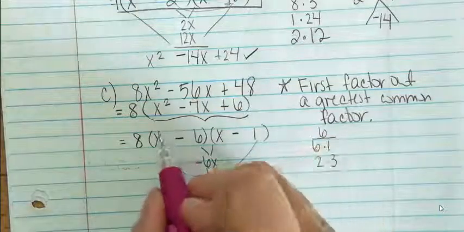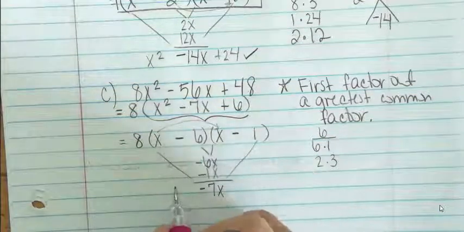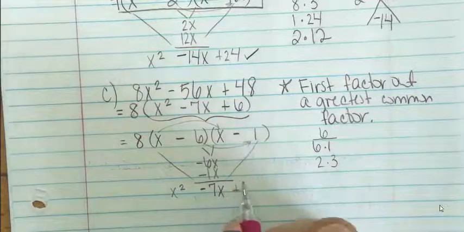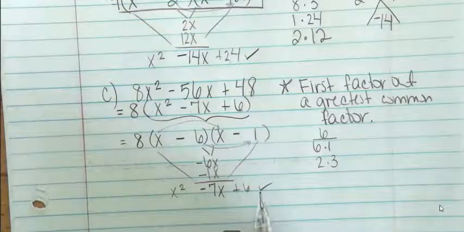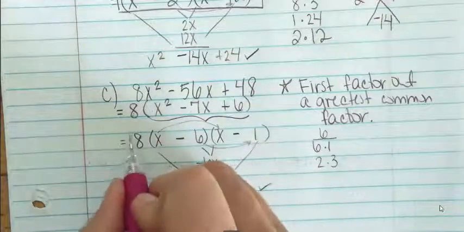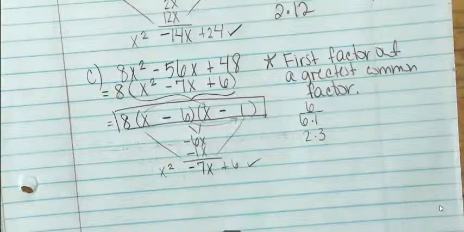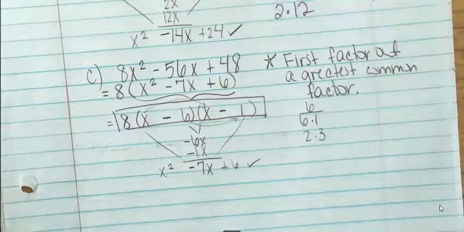Okay, so I'll just go through and show that I did it. So that gives me an x squared here, and then this gives me a positive 6 there. So this checks out. You put a little check mark. I know that you checked your work. And this is the completely factored form. Okay, so let's do another more challenging one.